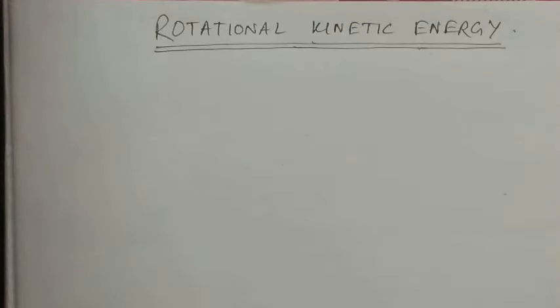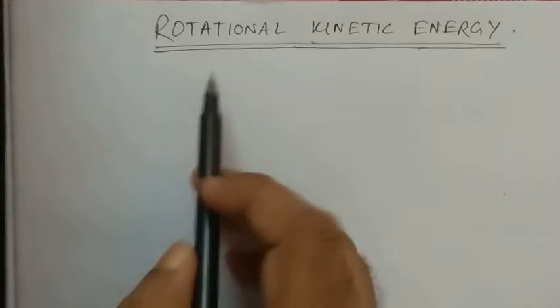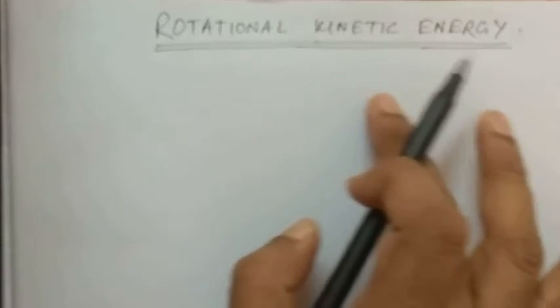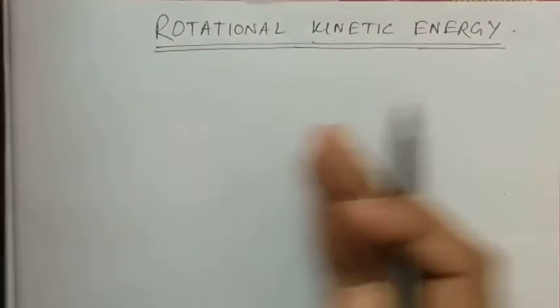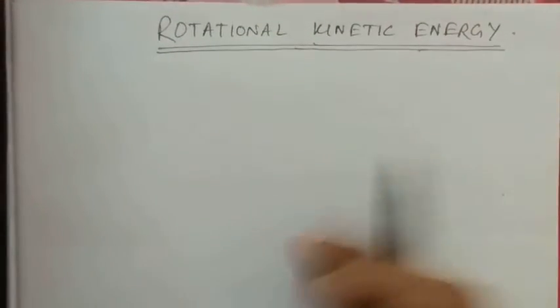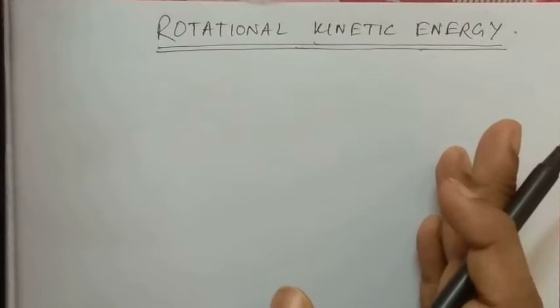We start with a very important part, rotational kinetic energy. We have already studied translational kinetic energy when we studied the chapter of work, power, energy. In energy, we studied what is known as kinetic energy. Kinetic energy is the energy possessed by a body by virtue of its motion, or rather velocity. Half mv square is the translational kinetic energy.